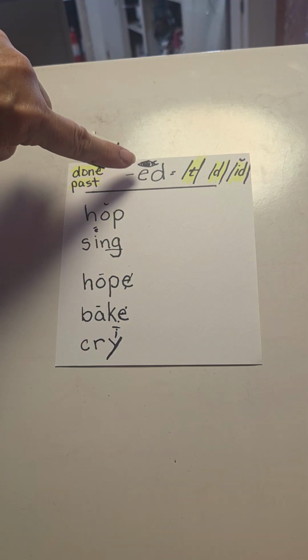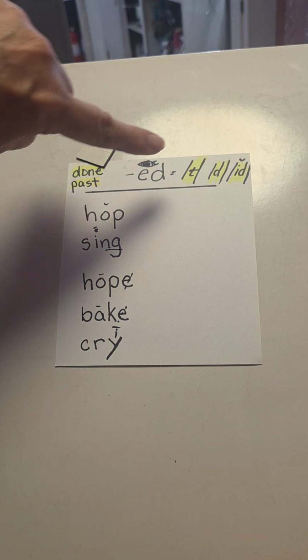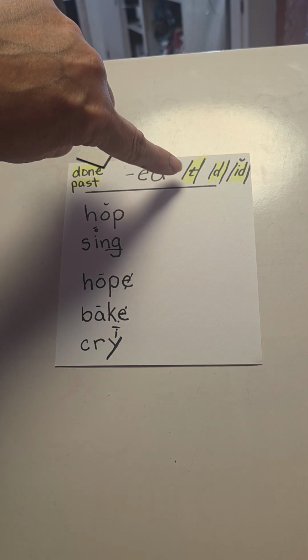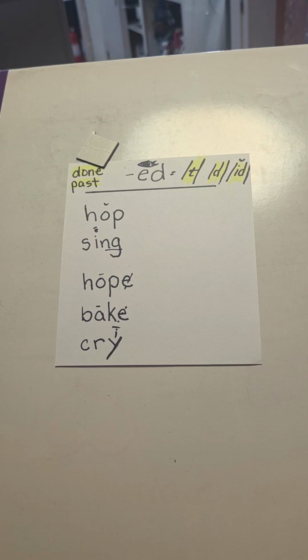So I have a little eyeball, ed. That's what we see. We're going to be putting eds on here. We'll be either adding t, d, or id. Those are the 3 sounds we have to pick from. So let's get at it.